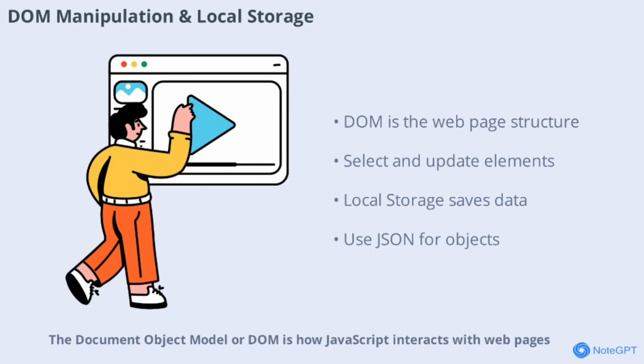The Document Object Model, or DOM, is how JavaScript interacts with web pages. It represents HTML as a tree of nodes, letting you access, change, add, or remove elements dynamically. You can select elements by ID, class, tag, or CSS selector and update their content or style.